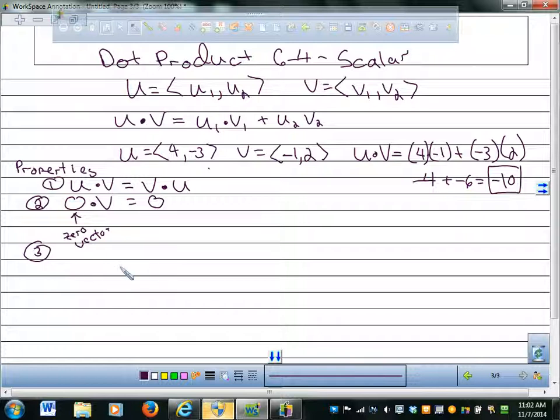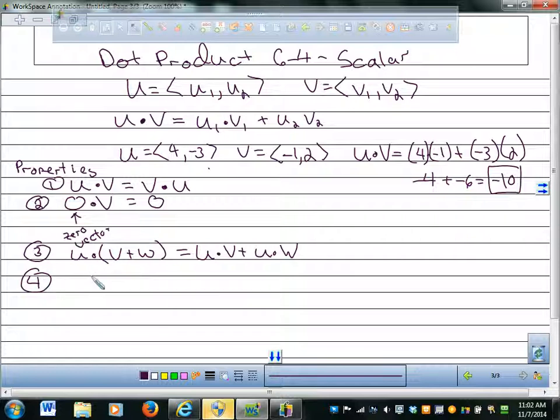Okay? 3, what's 3? Kind of like the distributive property. u dot (v plus w) is equal to u dot v plus u dot w, right? Which means I can add these vectors together and then take the dot product, or I could take the dot product of u and v and the dot product of u and w, and then add them together. It doesn't matter which order I do that. Okay? 4.